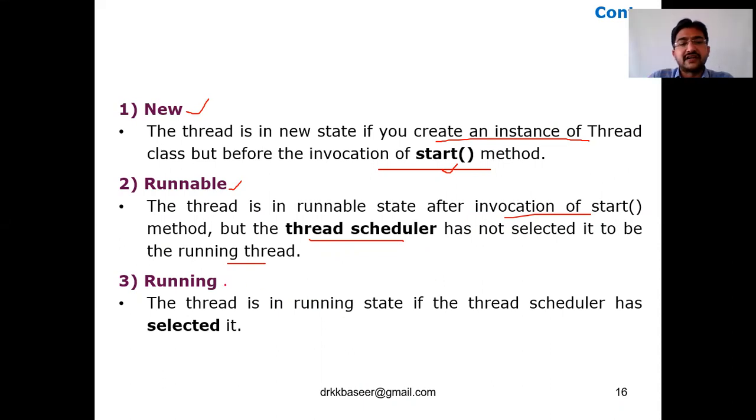Coming to the third state, running. The thread is in a running state if the thread scheduler has selected it. If the thread scheduler has selected it, it goes to the running state, from runnable to running. How does it come from new to runnable? Through the start method. How does it come from runnable to running? When the thread scheduler selects that particular thread.